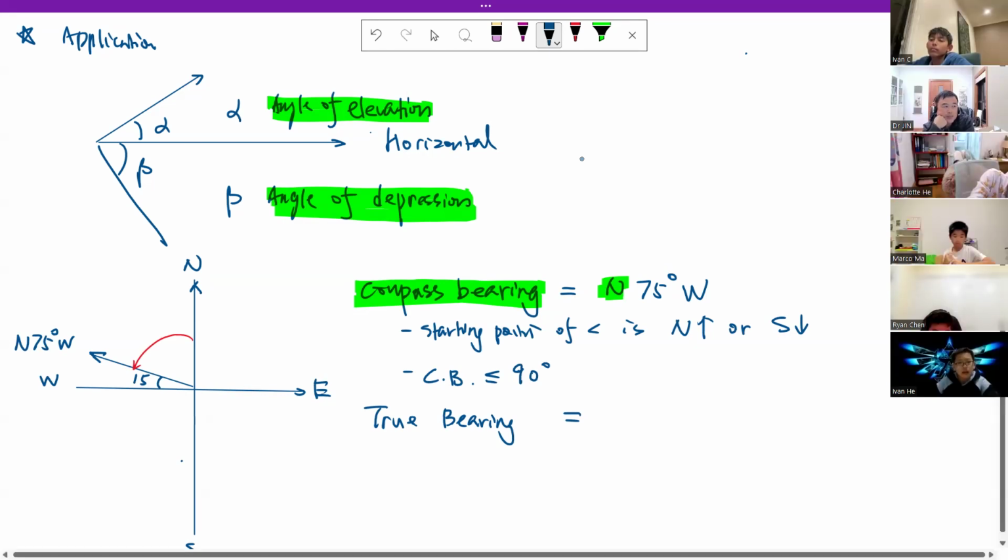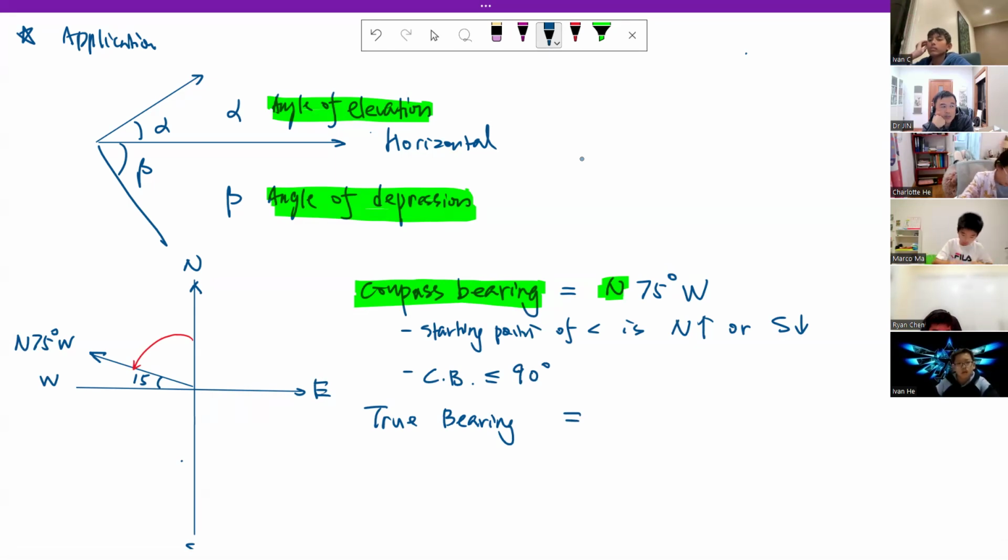True bearing is starting from north. Yes. So what's the angle going for that? What's the angle? 225. Think about it again. Oh, wait. 285. Correct. So what should we write? True bearing is written like that: 285° T. Okay, so that's a true bearing.